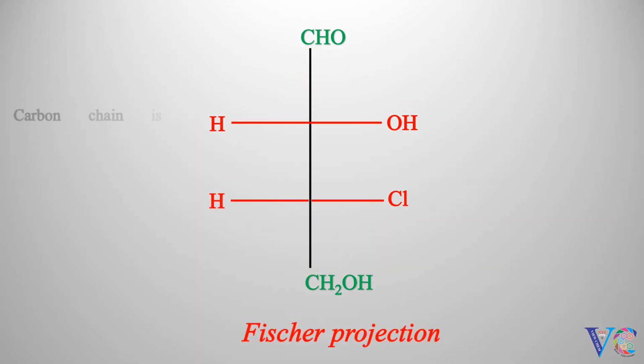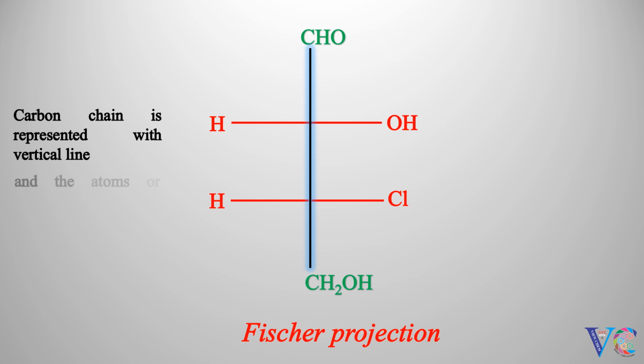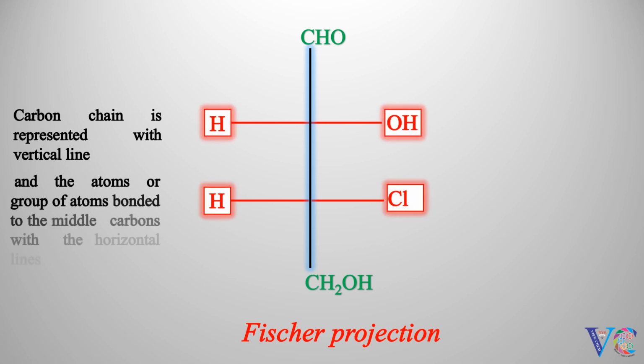Carbon chain is represented with vertical line, and the atoms, or groups of atoms, bonded to the middle carbons, with the horizontal lines.